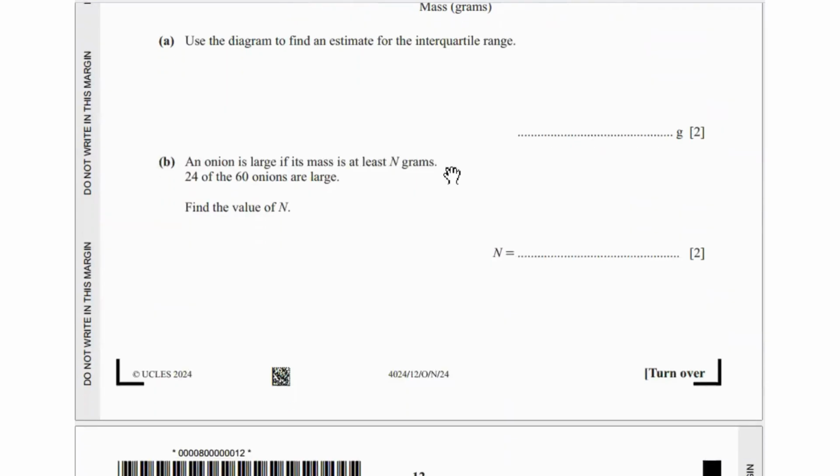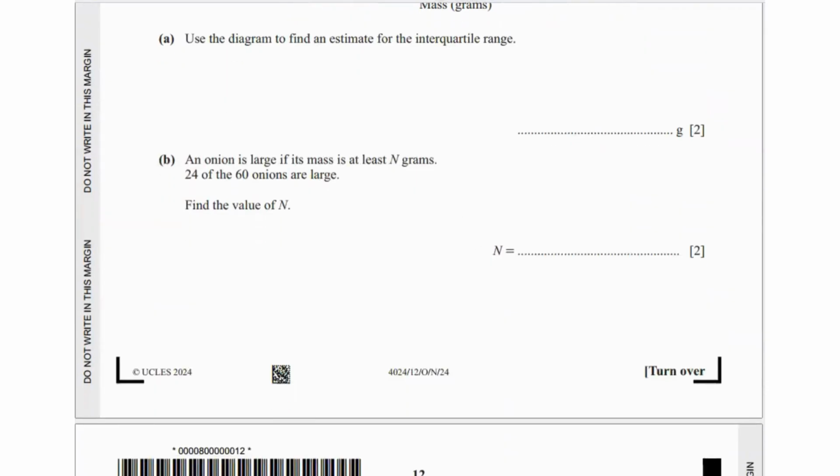So value of n is 260. Previously, you must have noticed that in different papers, they give you the value of n and they're asking you to find how many are more than a specific value. Let's say they had given us that n equals 260. So how many onions are more than 260 grams? The method is still the same. We draw the line. In that case, you would see what the corresponding y value is. In this case, we're going to check what the corresponding x value is.